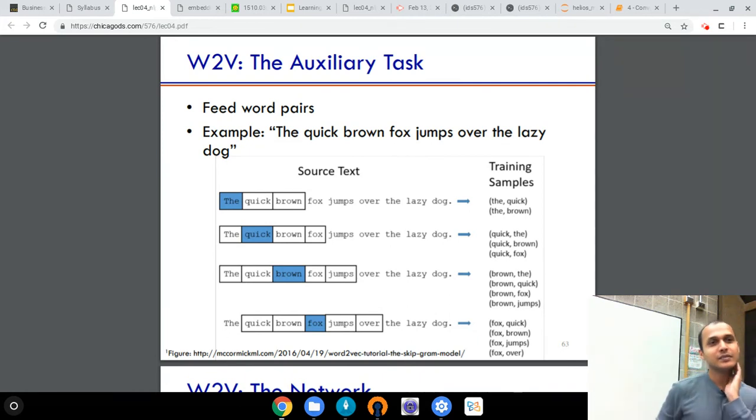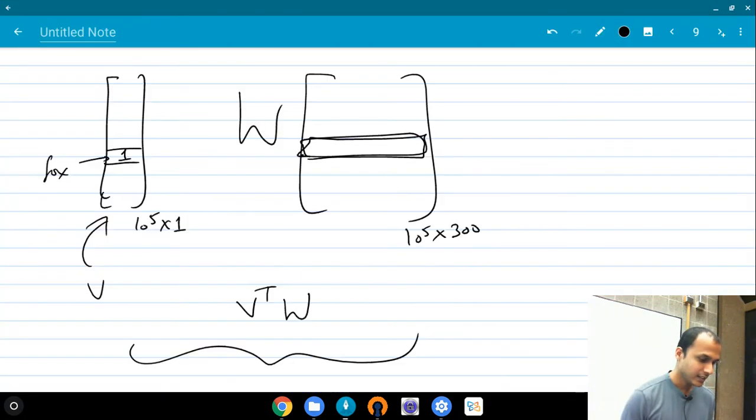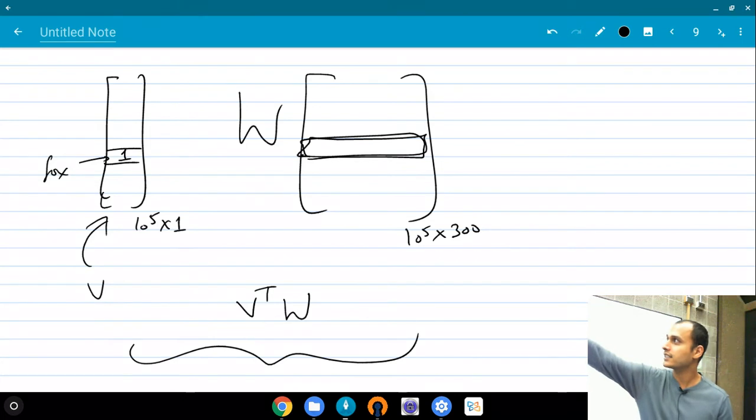Each of these words will have a 10 to the power 5 dimensional vector. No, each of these words will have a 300 dimensional vector. If you pick a word, the vector corresponding to the word is just a 300 dimensional row.